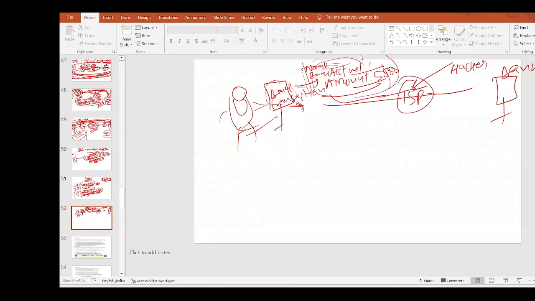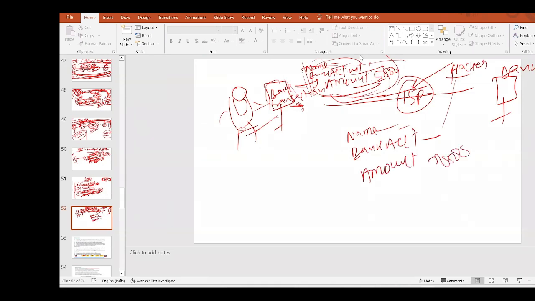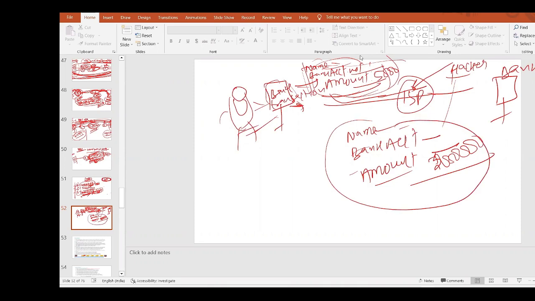intercepts this packet. If the hacker intercepts this packet, what happens? He changes it. He changes the name, puts his name, the hacker. He changes the bank account details also, and puts his bank account number and amount. Instead of 5,000, he puts 5 lakh. Then he releases that packet, and it reaches the bank server.